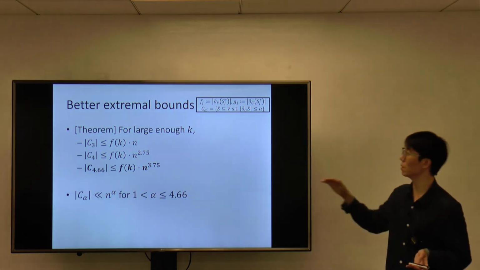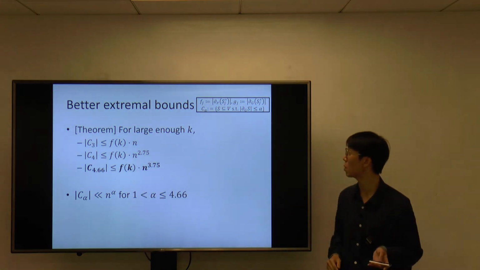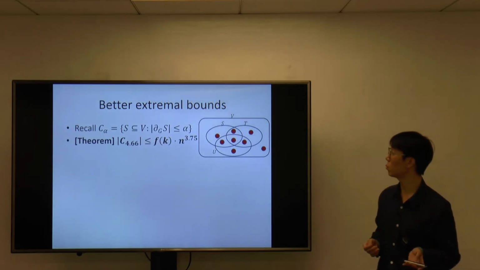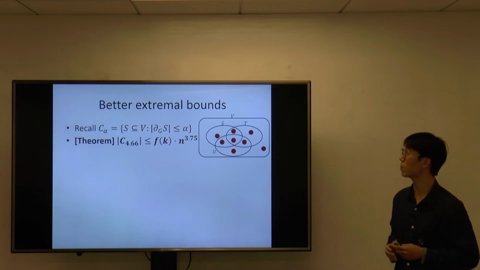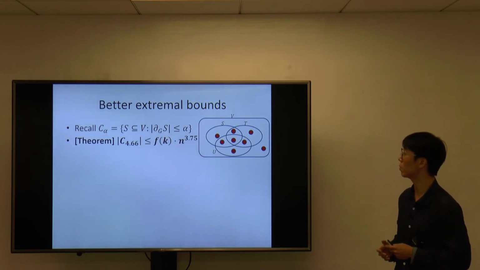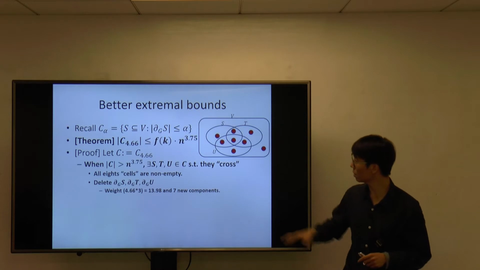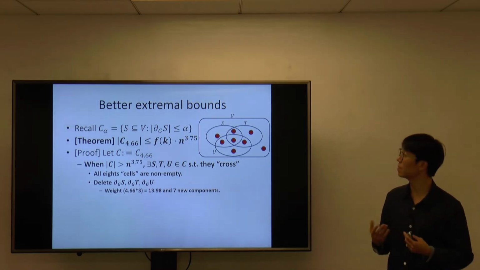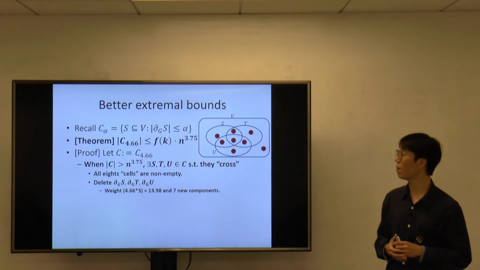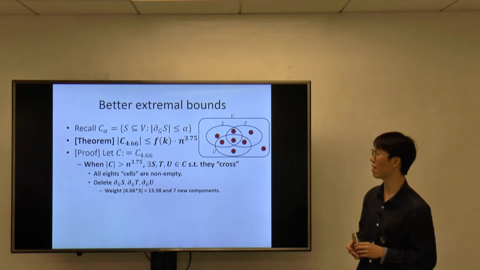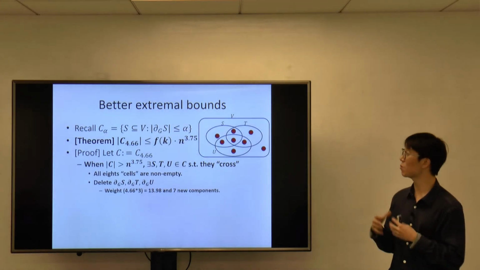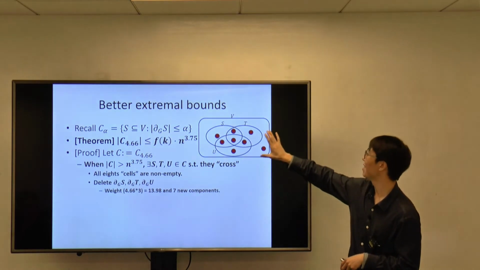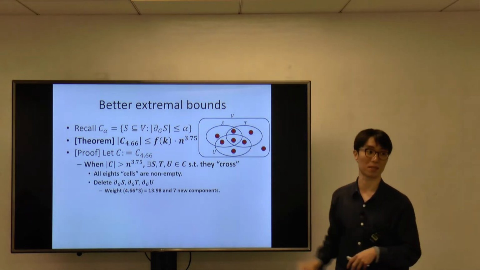Using the same argument, let me show you how we prove the last item. Again, this is a C alpha, and this is the thing we want to prove: that C sub 4.66 is at most n to the 3.75. Only this part changes. What we proved is that if you have a set system with more than n to the 3.75 sets, then there must exist 3 sets that cross, which means that in the Venn diagram, all 8 cells must be non-empty.